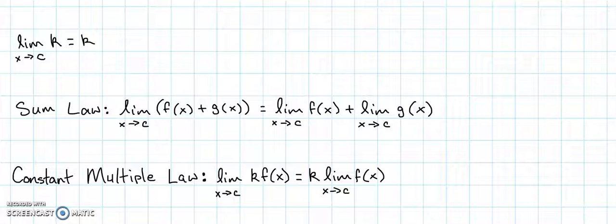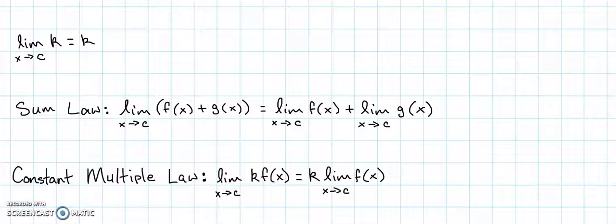The sum law is the limit of f of x plus g of x when x approaches c, which is equal to the limit of f of x plus the limit of g of x when x approaches c. This basic limit law allows us to split up the limit into separate sections.